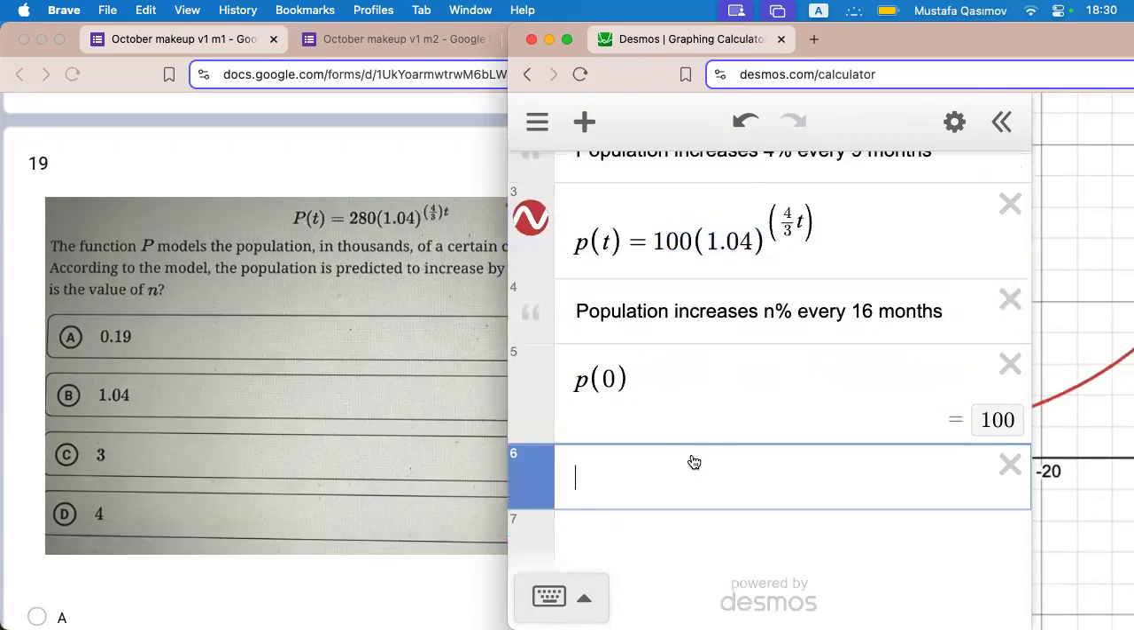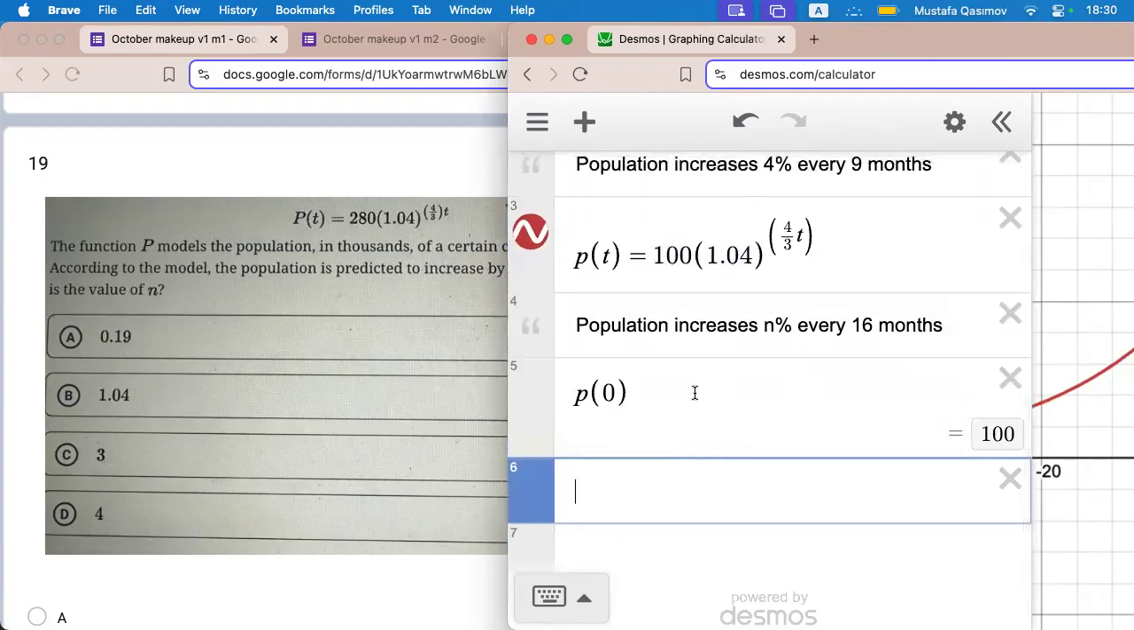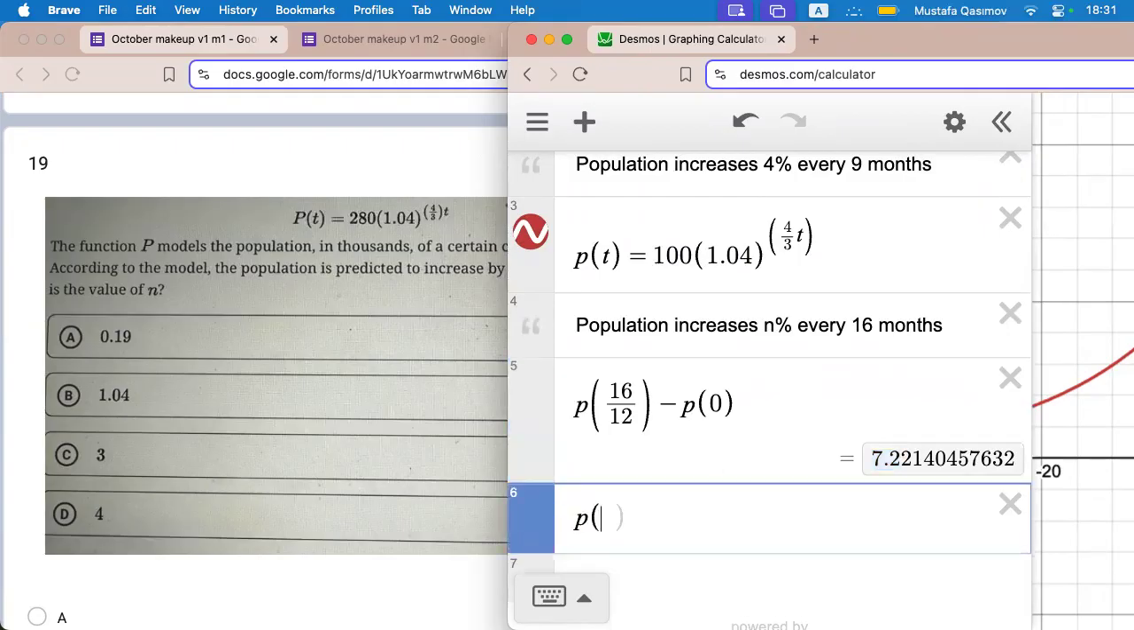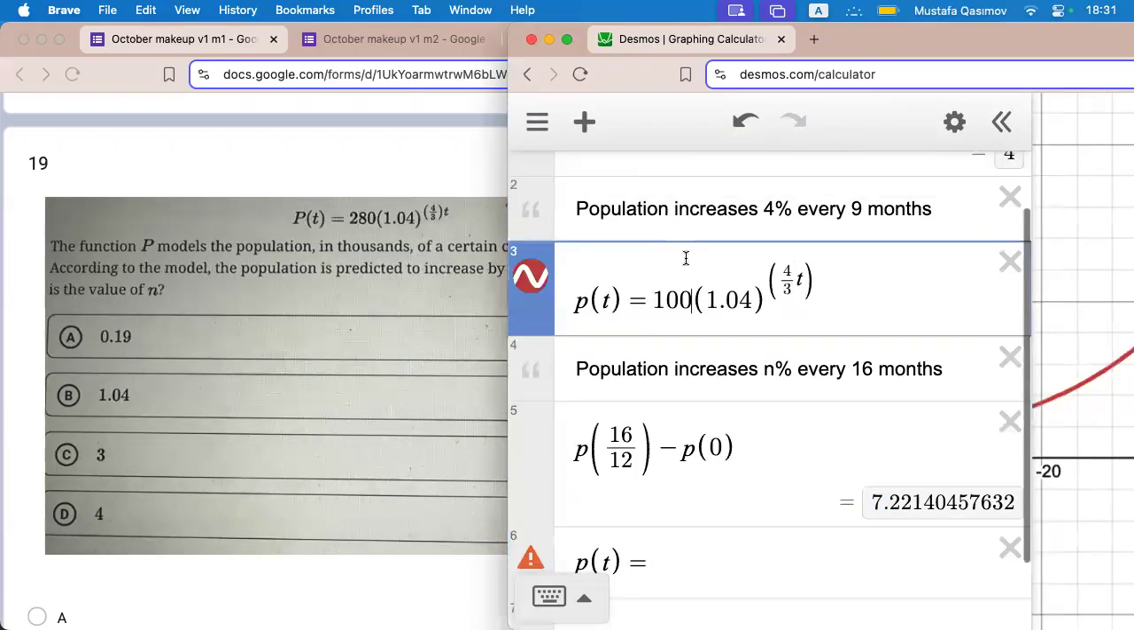Okay, the shortest method is like that. You can write instead of 280 100, then you can write it like this. P of t minus P of 0, then you can write here 16 over 12, then you will get this answer. It means that it will increase by 7.22% every 16 months. But if you need to find its function, then you have to do it like that. P of t is equal to, it was 280, let's change it.